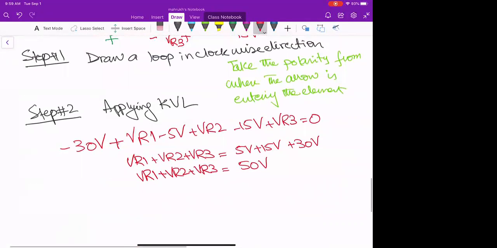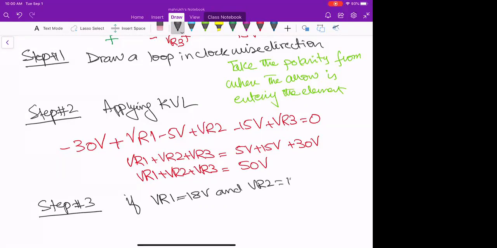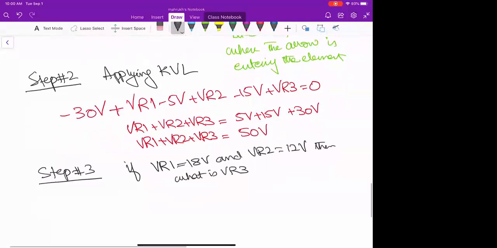And step number 3 is, if VR1 is equal to 18 volts and VR2 is equal to 12 volts, then what is VR3? So VR3 is 50 volts minus 18 volts minus 12 volts, which is equal to 20 volts.